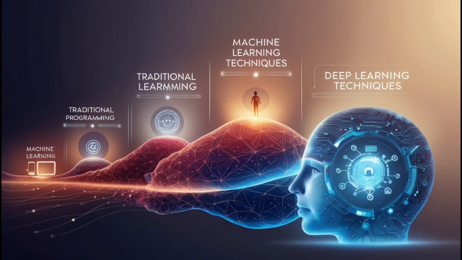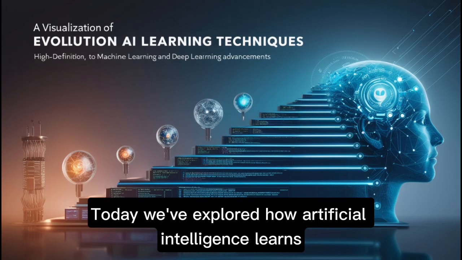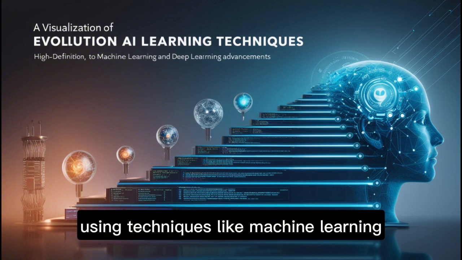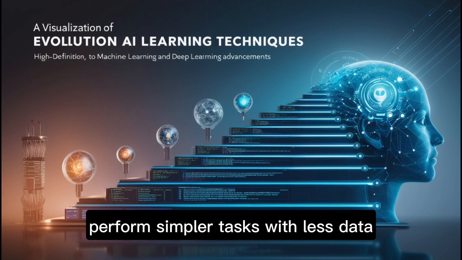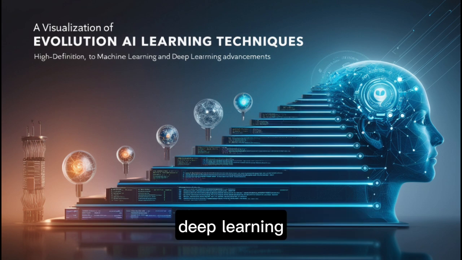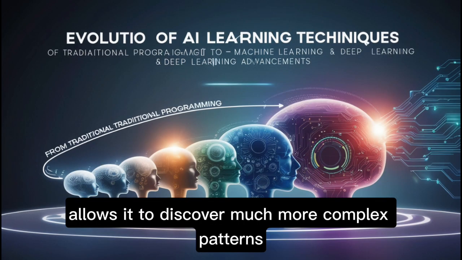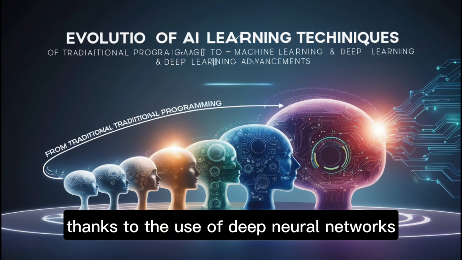Each of these learning methods has its advantages and is applied in different contexts to optimize the performance of AIs. Today, we've explored how artificial intelligence learns using techniques like machine learning and deep learning. We've seen that while machine learning helps AI perform simpler tasks with less data, deep learning allows it to discover much more complex patterns, thanks to the use of deep neural networks.